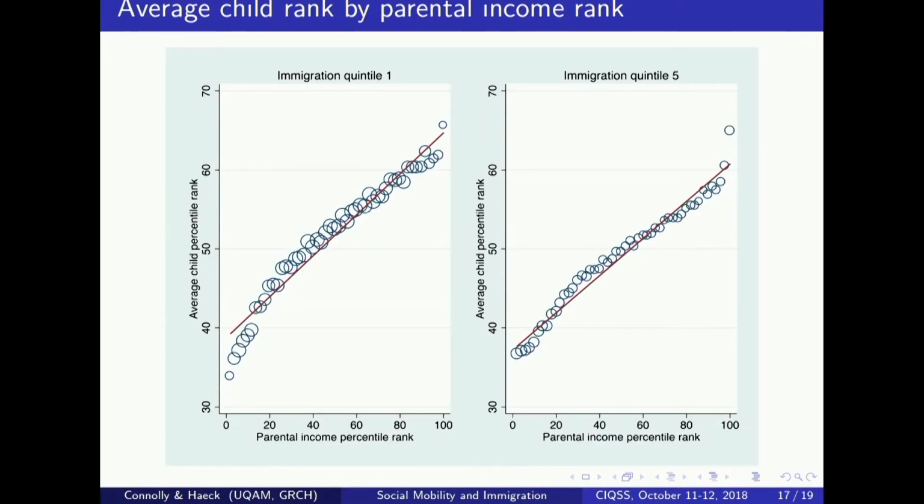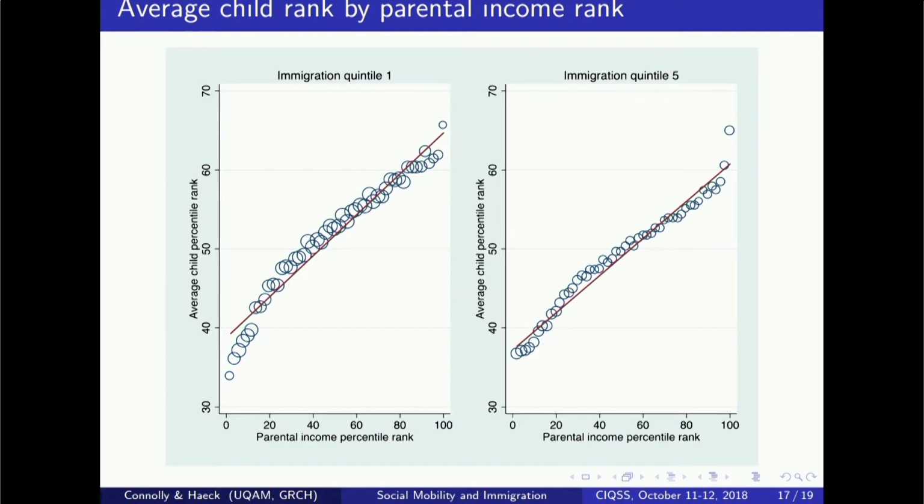Another way to see this, here's a type of bin scatter plot where I look at parental income percentile rank. So the x-axis is the rank of the parents, and the y-axis is the average child percentile rank. So it's a way to represent the rank regression. Okay, and the line here is that rank regression, and the size of the circle is proportional to the number of individuals in that category.